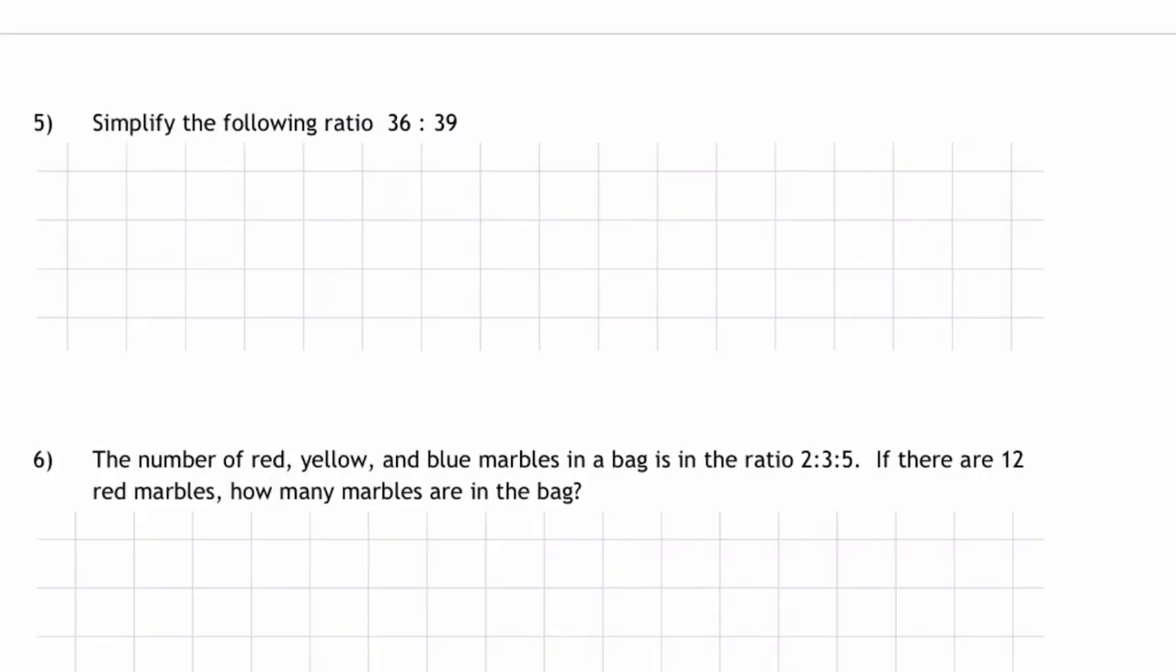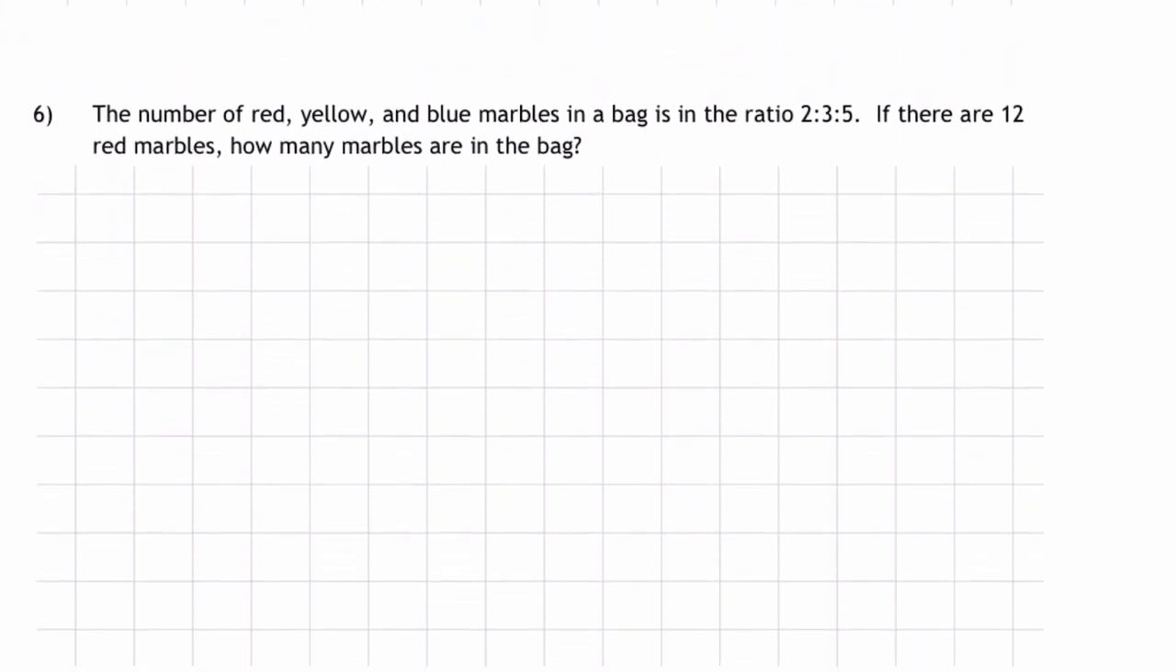On to question 5, and we have to simplify the ratio 36 over 39. Okay, well, we're going to divide both of these numbers by 3. So 3 goes into 36 12 times, and 3 goes into 39 13 times. And that is the simplest we can make that ratio.